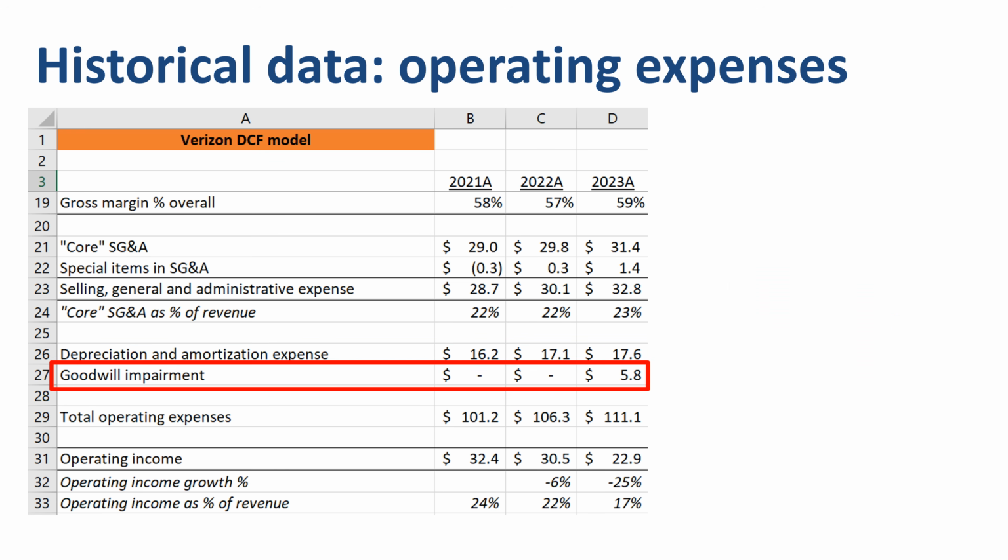2023 had a large charge in the income statement related to goodwill impairment. This one-off non-cash expense significantly impacted 2023 results as far as profitability is concerned.